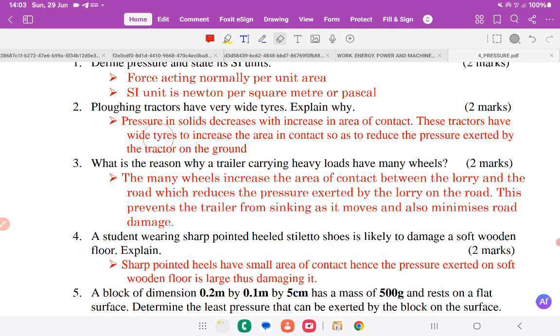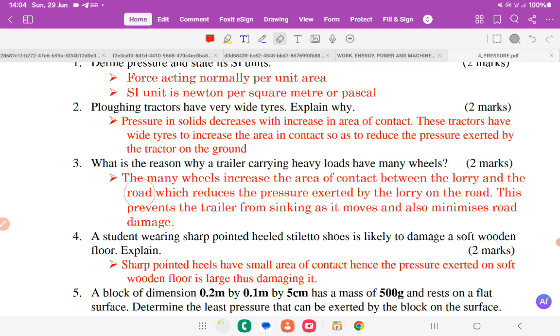Okay, so don't include too many things in your answer. Try to be concise, go straight to the point. Question number 3. What is the reason why a trailer carrying heavy loads or goods have many wheels?